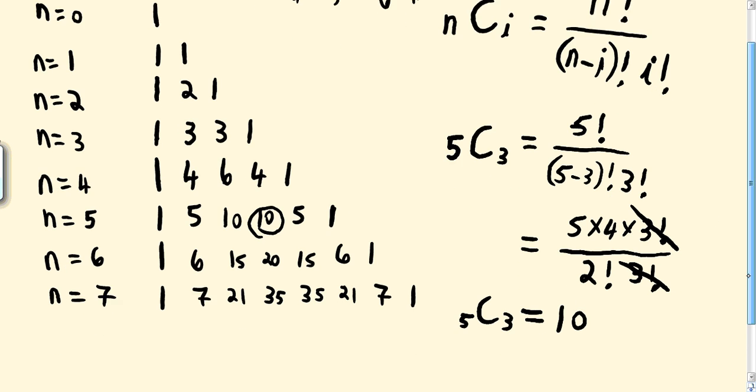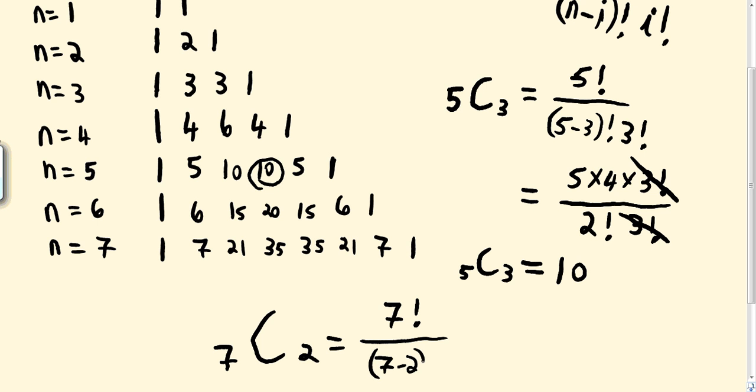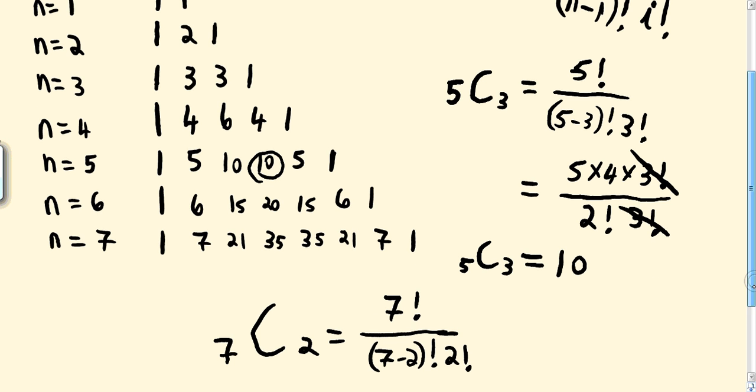Let's say 7 choose, I don't know, let's say 7 choose 2. 7 choose 2 by definition is 7 factorial over 7 minus 2 factorial multiplied by 2 factorial. That's by definition, okay? Let's see what this yields for us.